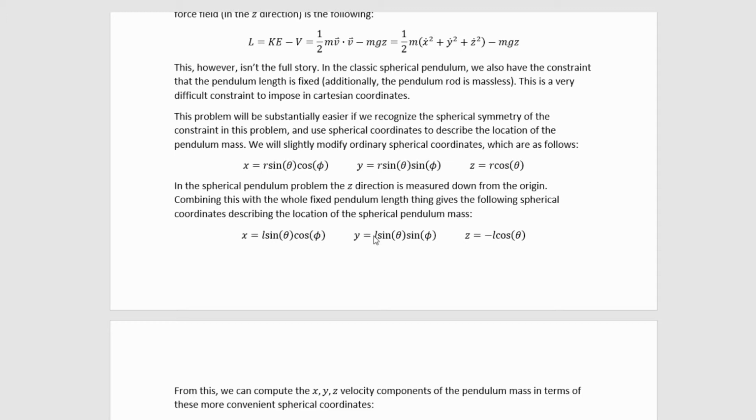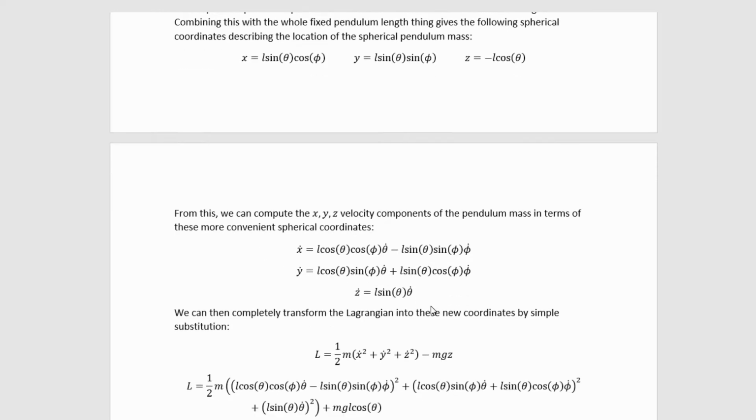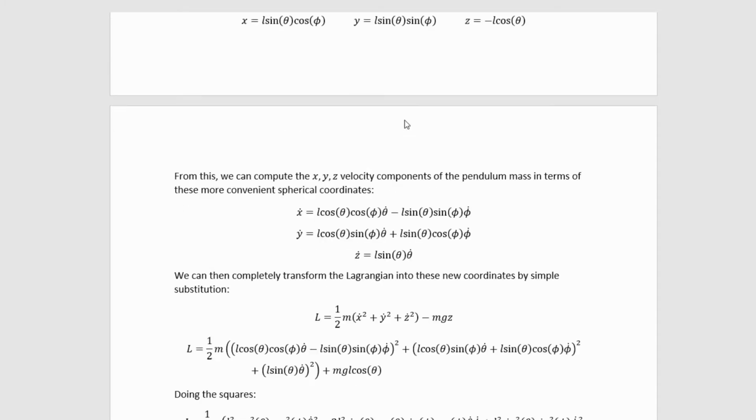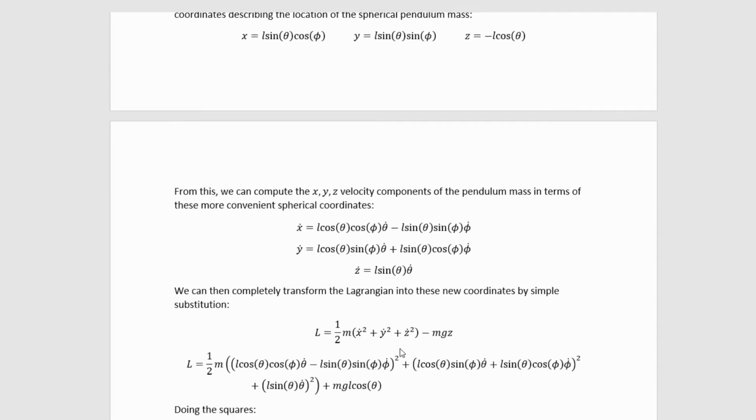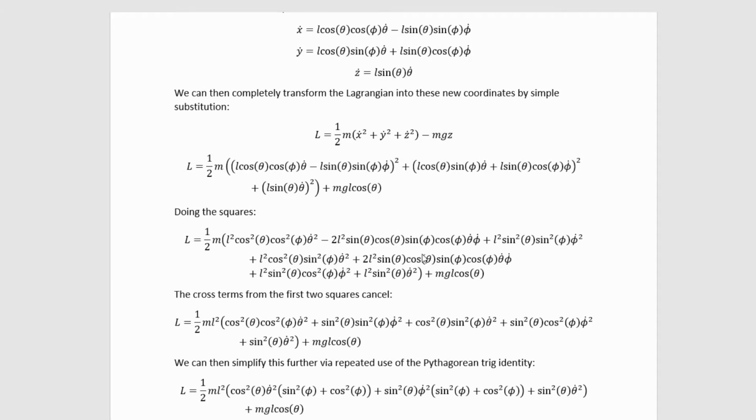When we're in spherical coordinates, what was a very difficult to enforce constraint is now super easy because all we have to do is set r equal to the value of the length of the pendulum. That's what makes this problem so easy in spherical coordinates. From these values of x, y, and z, we can calculate the x, y, and z components of the velocity. It's just a matter of using the chain rule and the product rule, and these are the results you get. Then we can substitute these and this z value into the Lagrangian to get the value in terms of these angular coordinates we're going to be using. That gives us this. We can then do the squares, and that gets us this messy result.